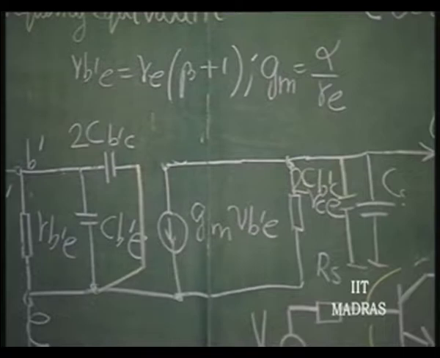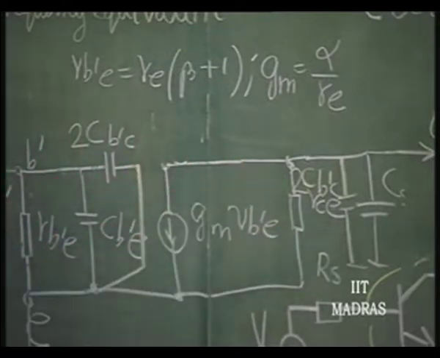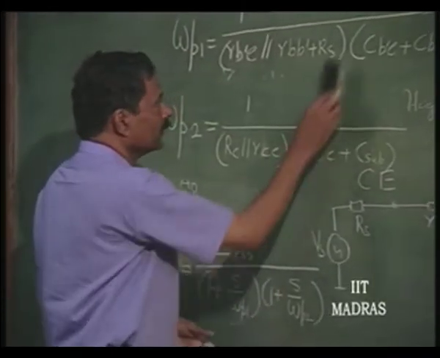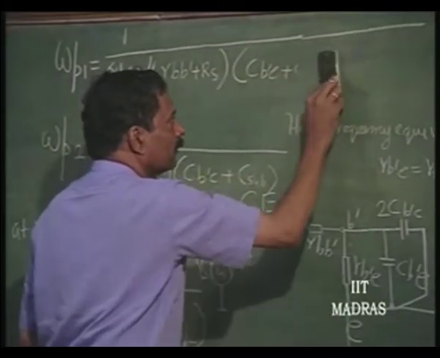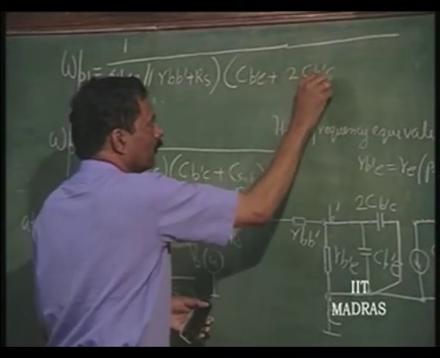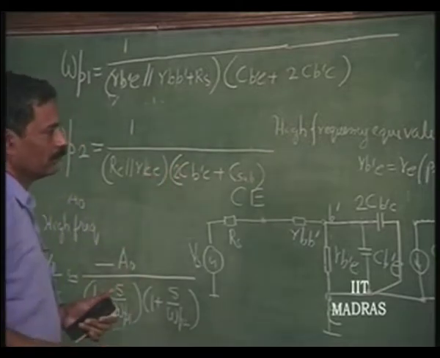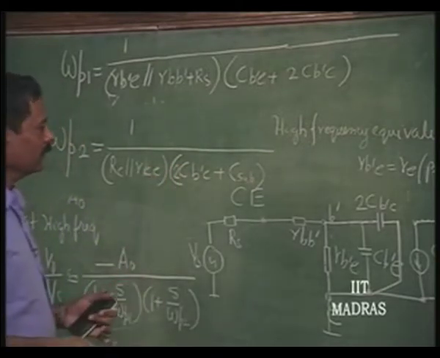So, we get 2 Cb dash C here at the output and 2 Cb dash C at the input. Is this clear? So, 2 Cb dash C, 2 Cb dash C there, and therefore, this simply becomes, so that is the thing.